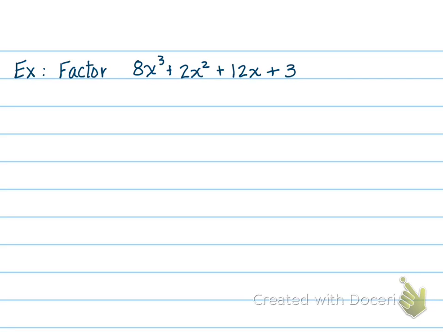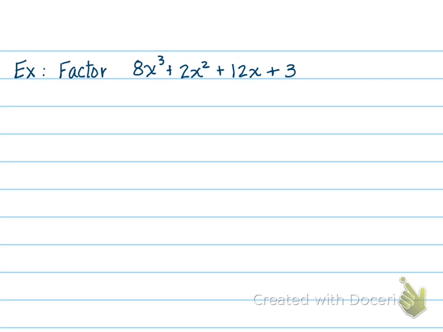So is there a GCF I can factor out of this whole polynomial? There's not, right? 8, 2, 12, and 3 don't have any common factors. And they don't all have a factor of x, so I can't take any variables out either. So then I ask myself, how many terms are there? There are 4 terms here. And so I'm going to factor by grouping.